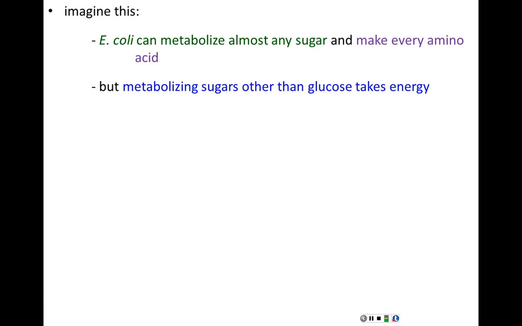This is true of E. coli, this is true of ourselves. All living things on this planet prefer glucose as an energy source above all others. Glucose is the cheapest, easiest to use energy source.